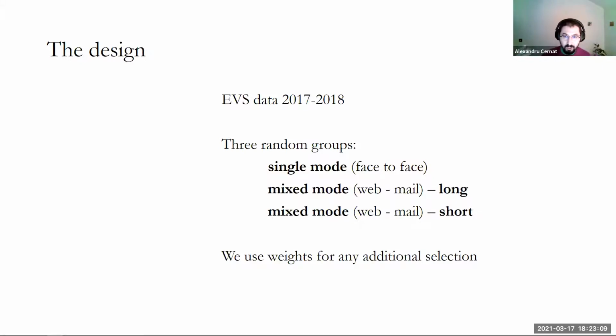So these 3 groups are randomized. People were randomly allocated to one of these 3 groups, so we have a nice experimental design. In addition to this, we also use weights based on admin data to control for any other selection we might have into the groups.